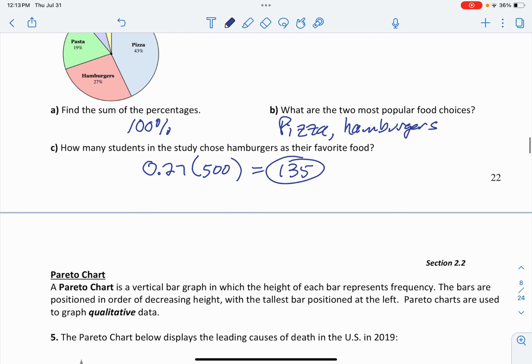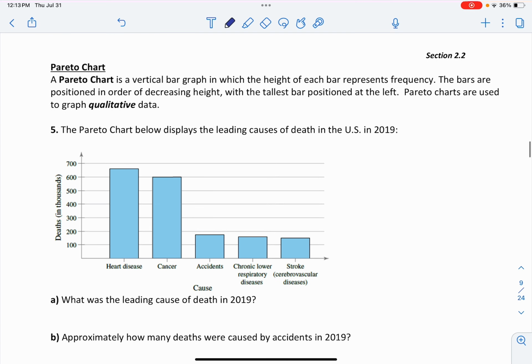All right, moving on, a Pareto chart. It's kind of like a histogram. However, it's for qualitative data. And one key feature of a Pareto chart is that the bars are always in descending order, tallest to smallest. And notice there's, again, categories at the bottom instead of a number line. Those are the two key features for a Pareto. Otherwise, they're pretty easy to read, right? Obviously, the leading cause of death in 2019, heart disease. It's the tallest bar.